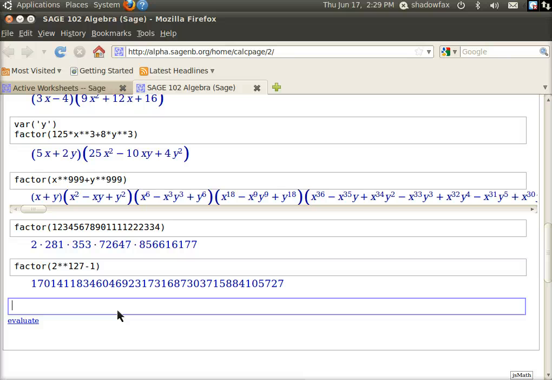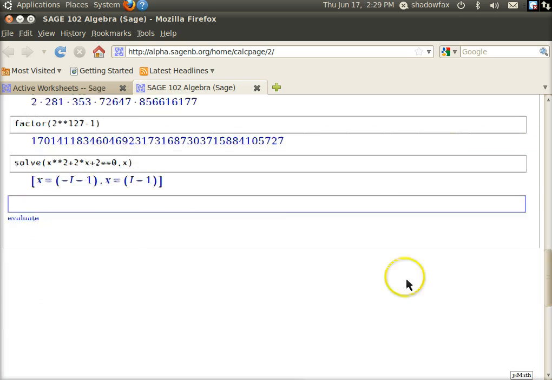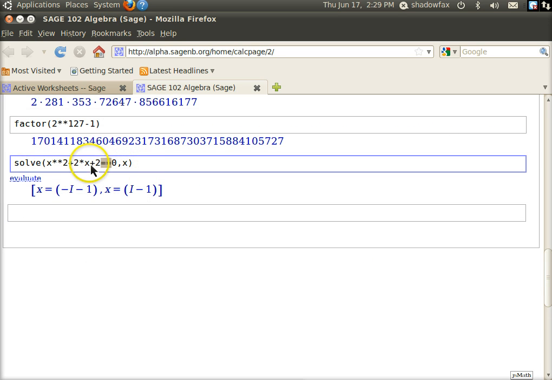So we know how to factor. We know how to solve. Did we do all those solves? Let's see. What if I do solve, again, x squared plus 2x. Remember, times x is explicit. You got to say it. Plus 2 equals 0 for x. I think that was the complex case. So you get the i's, right? All right. Let's do the same calculation.